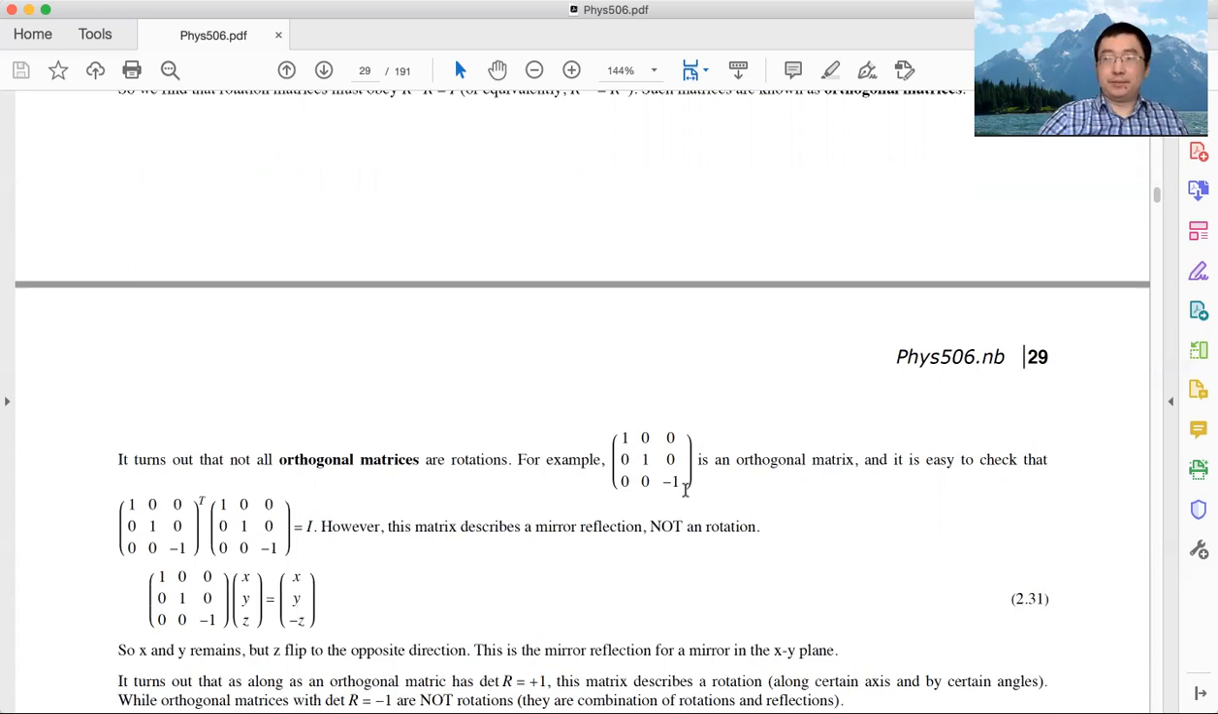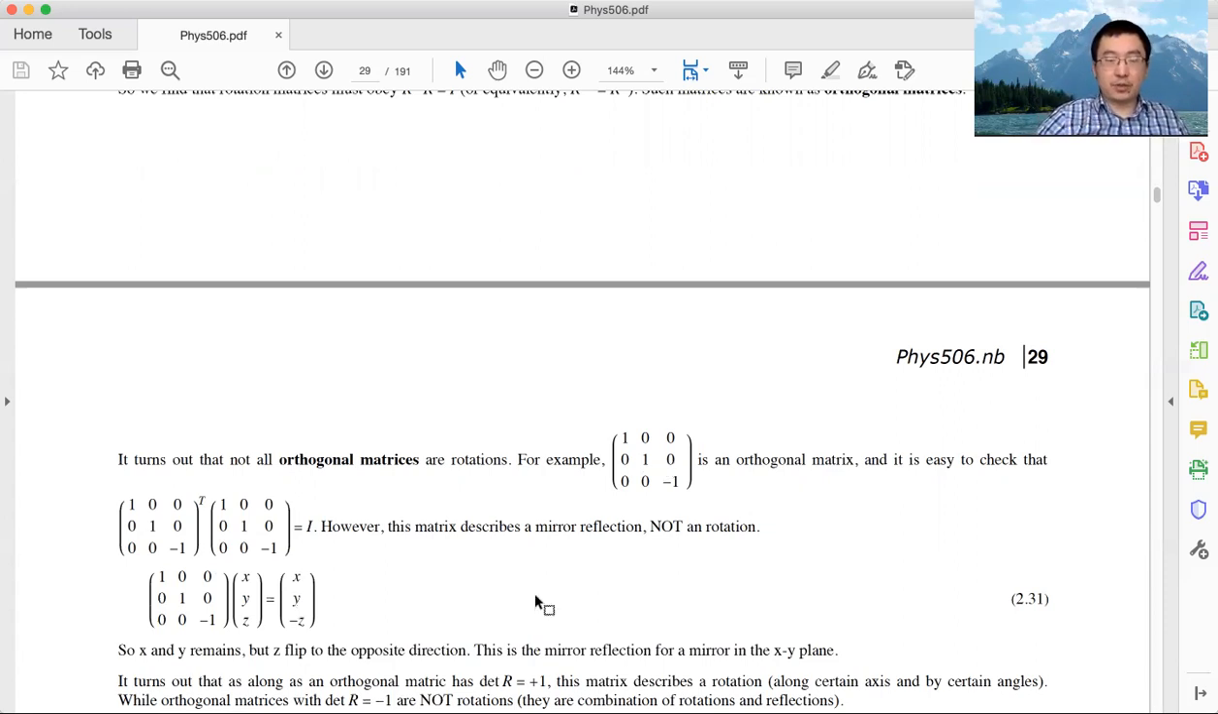1, 1, minus 1. We can easily check this is an orthogonal matrix. 1, 1, minus 1 times its transpose. This is a diagonal matrix, so the transpose is itself. And this matrix times this matrix, you can easily check it's the identity. So this is indeed an orthogonal matrix. But it is not a rotation. It's not a spatial rotation.